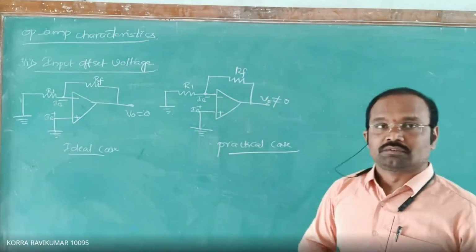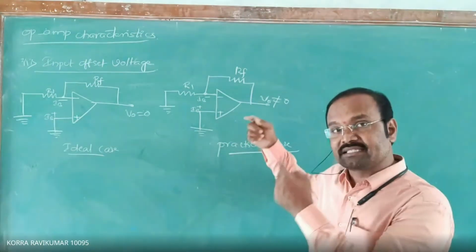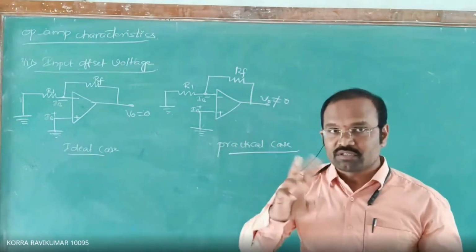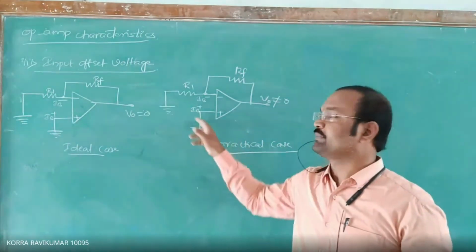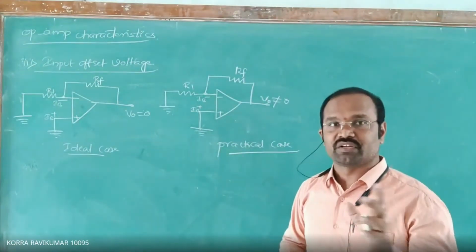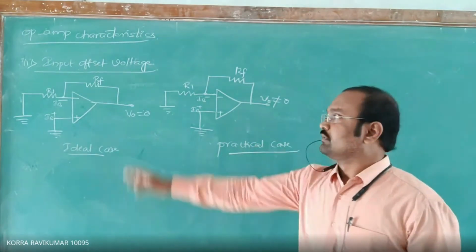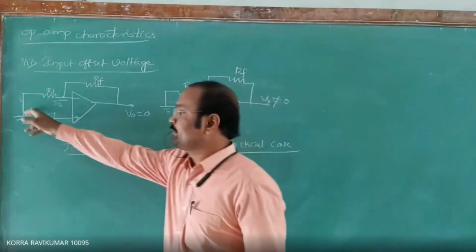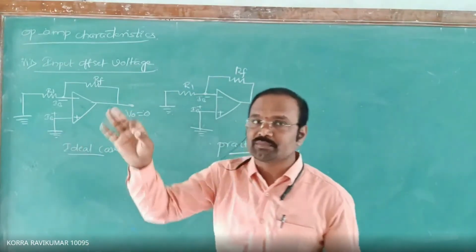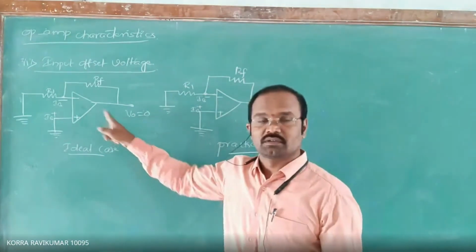So, in order to make the output voltage of the practical op amp equal to 0, we need to apply some difference voltage at the input terminals, instead of connecting them to the ground. Is it clear? Are you getting my point? Whenever both input terminals are connected to ground, for the ideal case the output voltage must be 0, and it is 0 here.